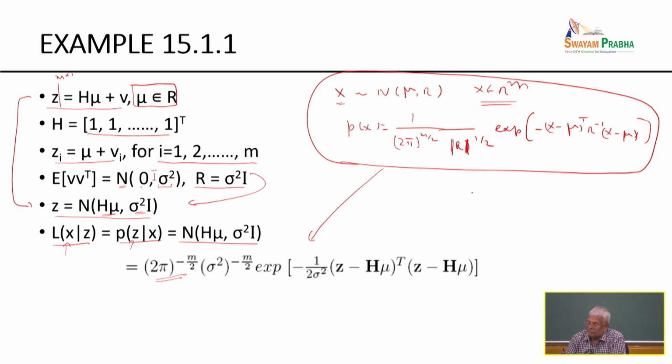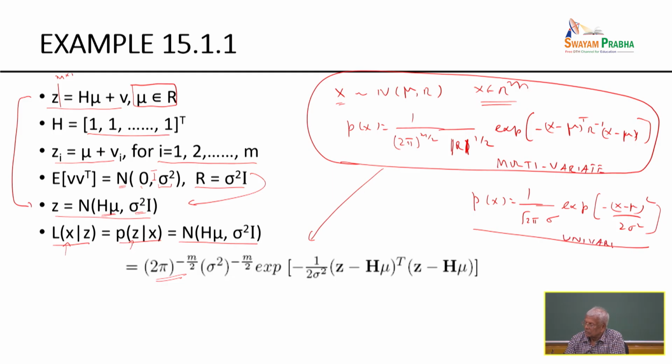This is the extension of the case p of x equals 1 over square root of 2 pi sigma times exponential of minus x minus mu whole square divided by 2 sigma square. This is for the univariate case, and this is for the multivariate case. This is the univariate normal distribution. So according to this normal distribution, I can rewrite this function to be this. In this case, R is essentially sigma square I.